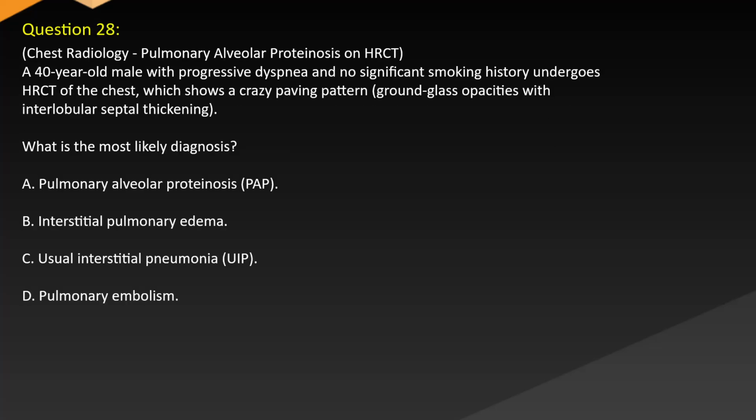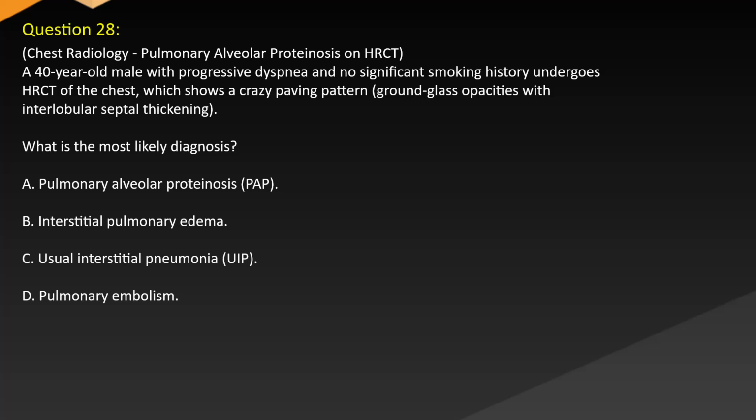Question 28. Chest radiology. Pulmonary alveolar proteinosis. A 40-year-old male with progressive dyspnea and no significant smoking history undergoes a CT of the chest, which shows a crazy paving pattern, ground glass opacities with interlobular septal thickening. What is the most likely diagnosis?